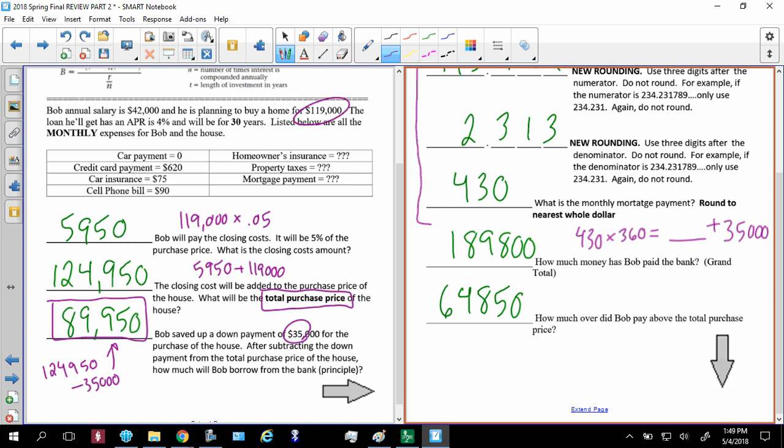Now the house was only worth, I don't know why I got excited there, but it did. The house was only worth $124,950. So $189,800 minus $124,950, whatever's over and beyond, is the interest. So there you go.